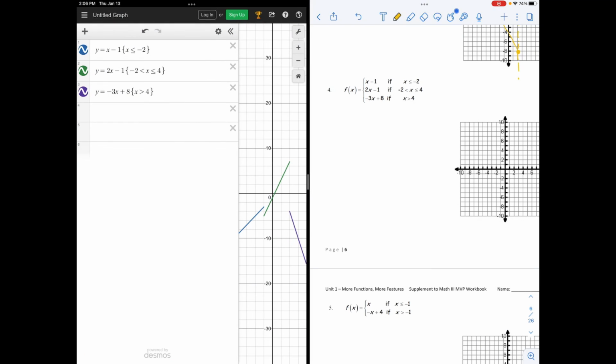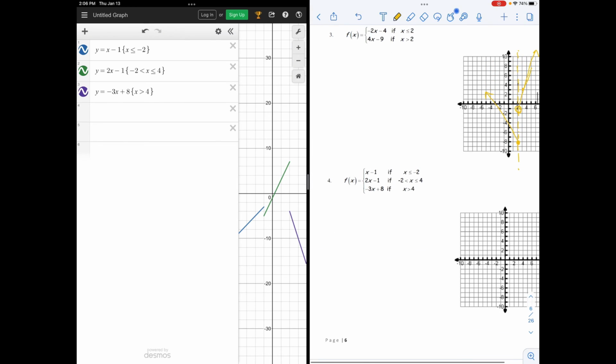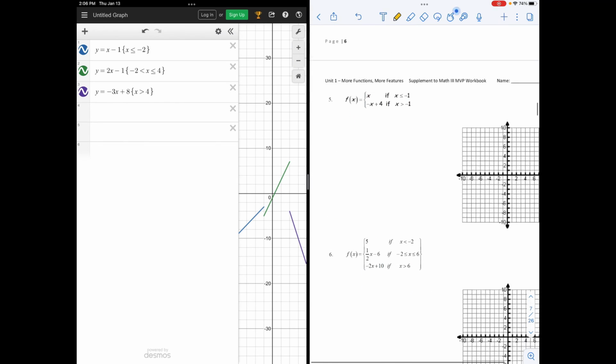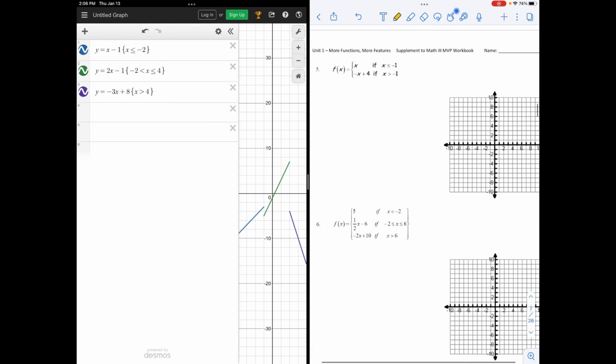Okie dokie, boys and girls. Alrighty, so that's how we graph a piecewise function, and tomorrow we will evaluate the piecewise function. So what I'd like for you to do now is go ahead and finish up and do problems 5 and 6 on the next page. Use Desmos and then use it on your own, and we will discuss it next time I see you. Have an amazing day.